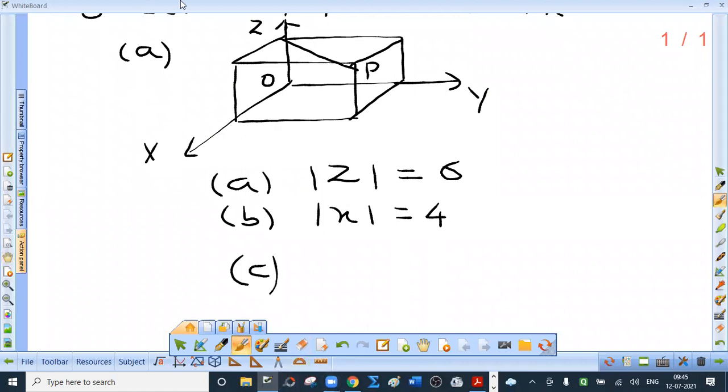Now in the C part, what is asked? Distance of A from ZX plane. Distance of A from ZX plane is mod Y, equal to mod of minus 2, which is nothing but 2. Okay. So this is C part.